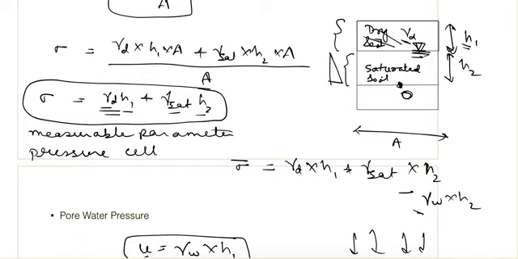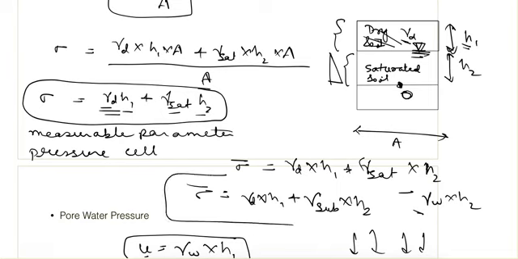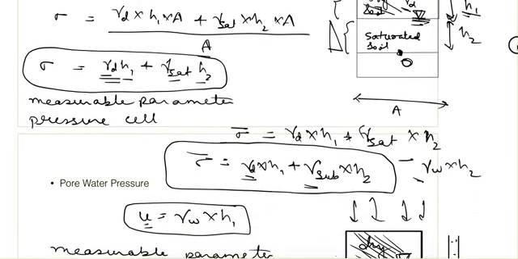This water table is here, so it can be written as gamma D into H1 plus gamma saturated minus gamma W, which is gamma submerged, times H2. This is the general formula for effective stress. So if we directly want to find the effective stress, for a dry soil or partially saturated soil, simply multiply the unit weight by the depth, and if it is a saturated soil, then multiply the depth with the submerged unit weight. This way we can find the effective stress.